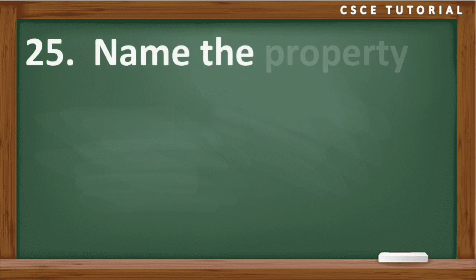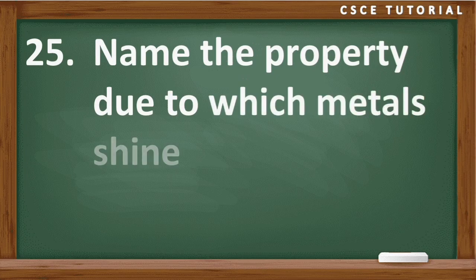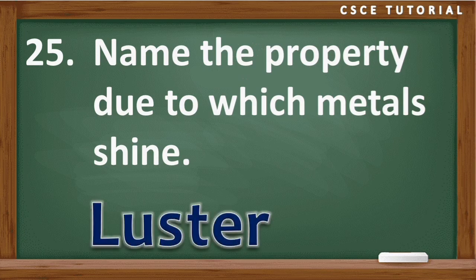25th, name the property due to which metals shine. आपको उस प्रॉपर्टी का नाम बताना है जिसके कारण मेटल्स में शाइन होती है. इसका आंसर है लस्टर. लस्टर इज अ प्रॉपर्टी ड्यू टू विच मेटल्स शाइन.